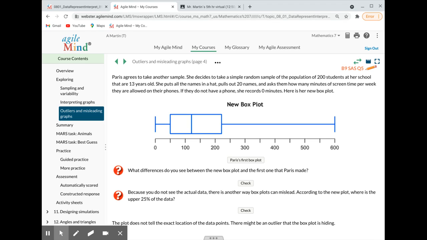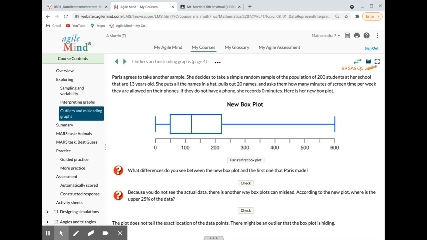What differences do you see between the new box plot and the first one that Paris made? Because you do not see the actual data, there is another way box plots can mislead. According to the new plot, where is the upper 25% of the data? The plot does not tell the exact location of the data points. There might be an outlier that the box plot is hiding.